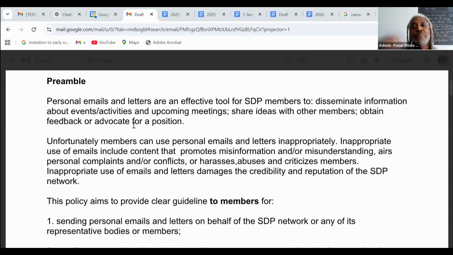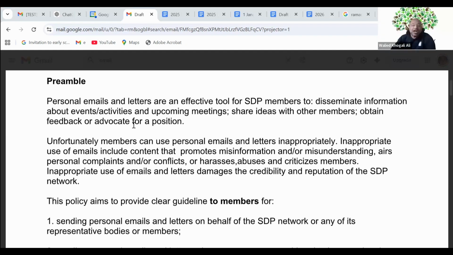So what we're saying is, members have a responsibility here to act professionally. If they're going to include statements about the SDP, they should ensure that the statements are correct, that they are using professional language, and that they're not defaming or disrespecting members of the SDP. If we don't do that, then we're basically saying this policy only applies to those who are speaking on behalf of the SDP. I want to make it clear.